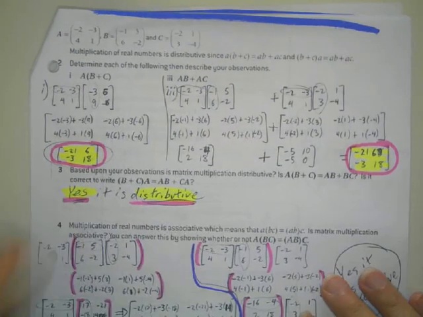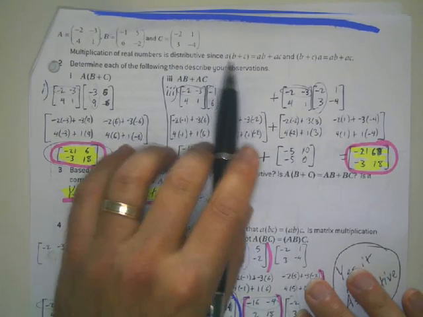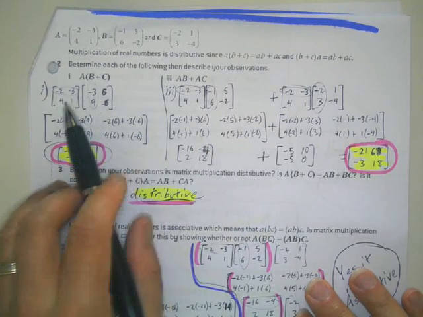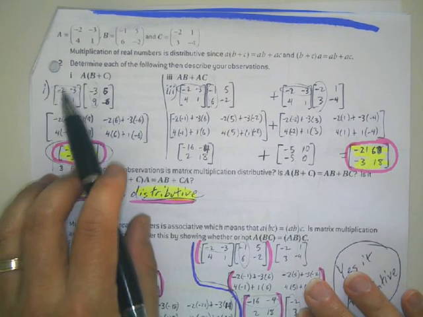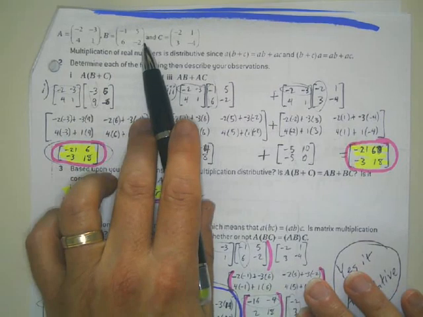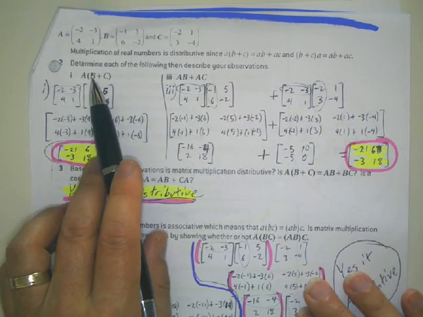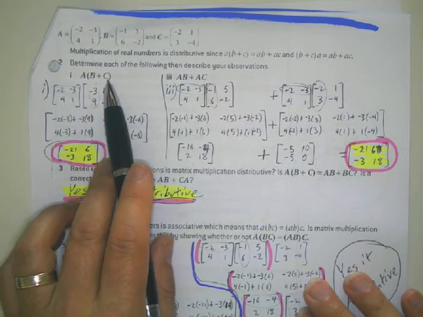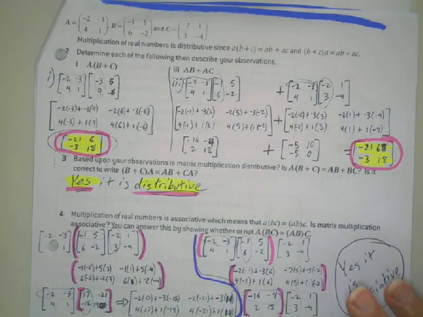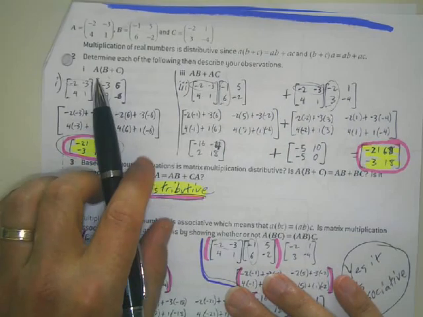Okay. So now the new question is, does the distributive property work with matrices? These are the same matrices as the previous page. So matrix A times B plus C. And so the very first thing I did was I found out what is B plus C.